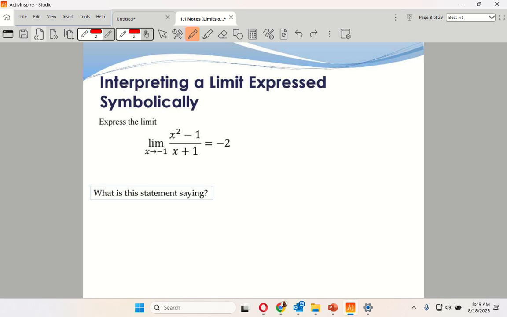Why can I not plug in -1? That's going to give me what in the bottom? 0. It's going to give me 0. So I cannot plug it in. So how do I know that it is going to be -2?